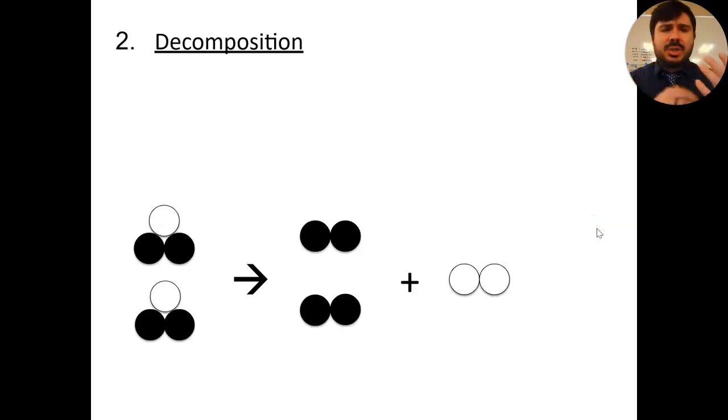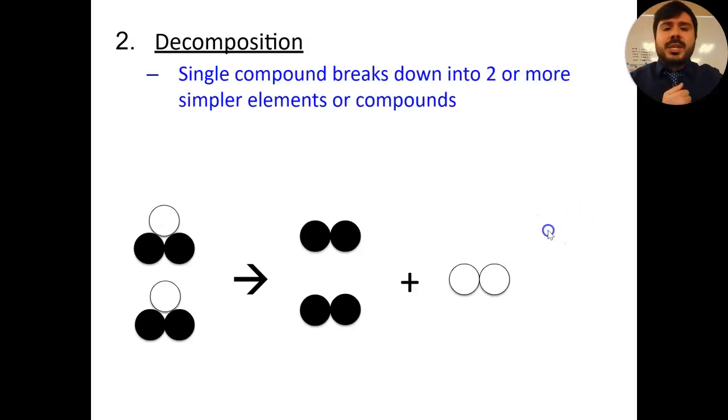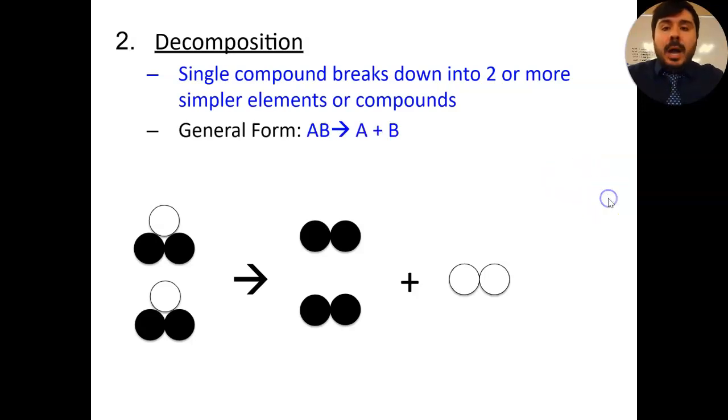And that idea of decomposition should not be entirely a surprise to you guys, right? That word decomposition comes from some other sources that we've learned in science. Decomposition for a lot of us means the breaking down of something, and that doesn't really change here in the realm of chemistry. Decomposition is when a single compound breaks down into two or more simpler elements or compounds.